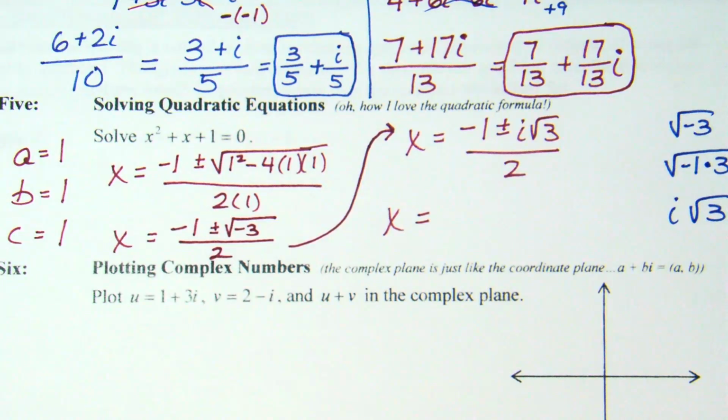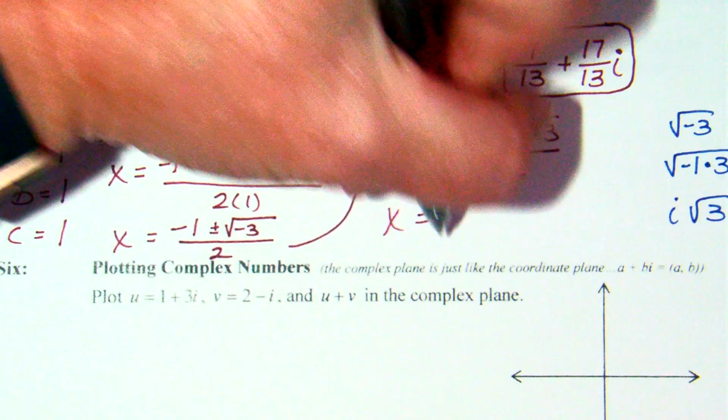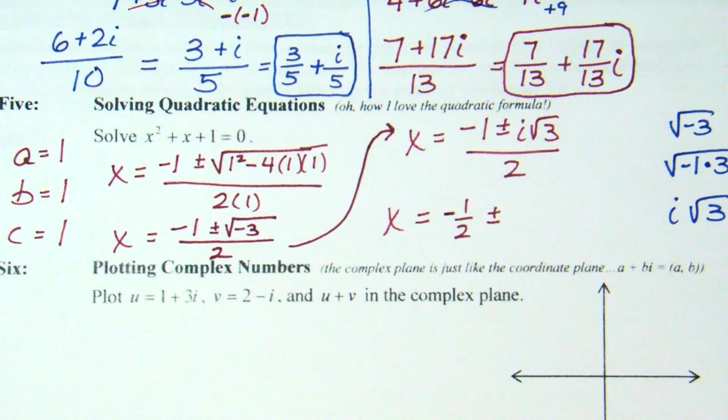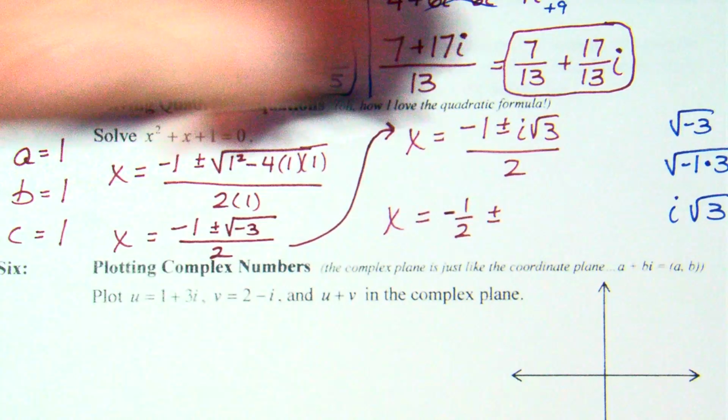Okay, so when you add u and v, you add like terms. 1 plus 2 makes this 3. 3i minus i makes this 2i. So if it's 3 plus 2i, what is the ordered pair? 3, 2. So right 3, up 2, and that is my u plus v.